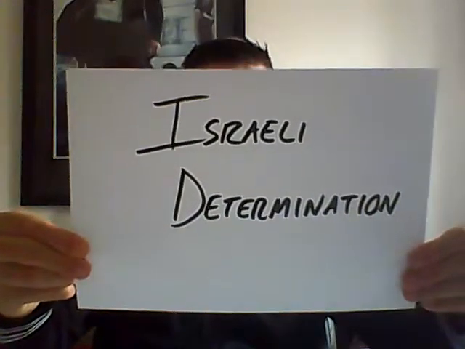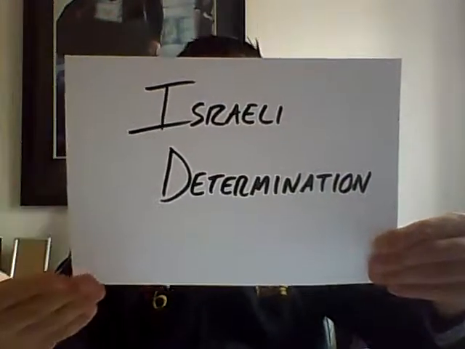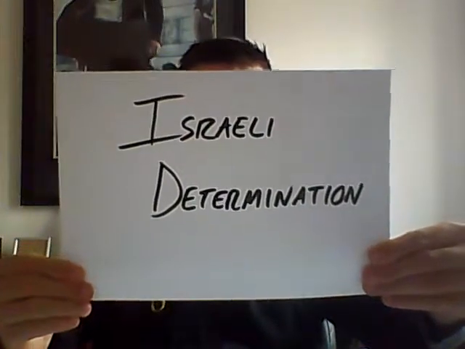Finally, fifth reason: Israeli determination. We've looked at this in lessons before. This war is known by Israelis as the War of Independence. Yeah, this is their war where they get their independence, they get their country.